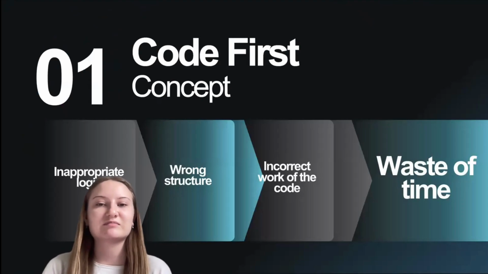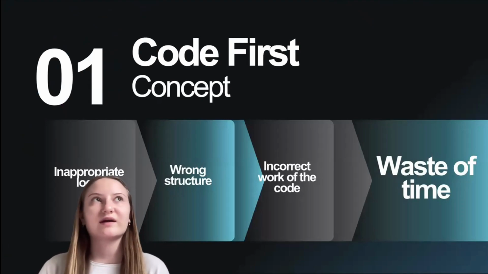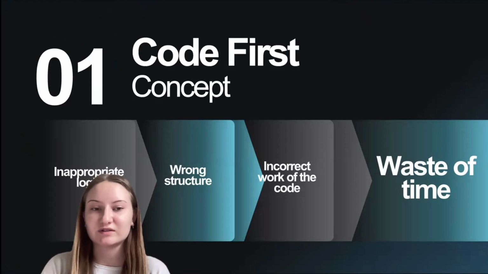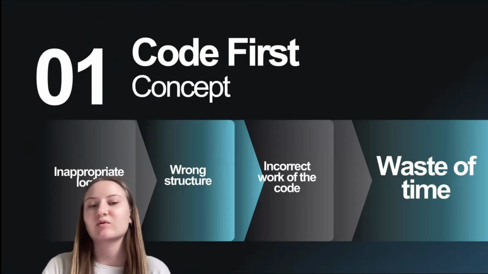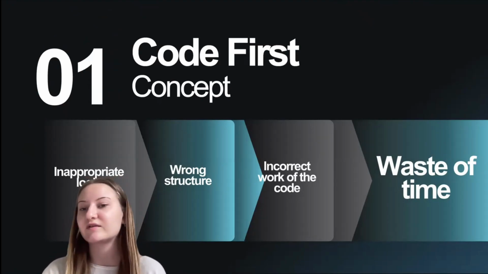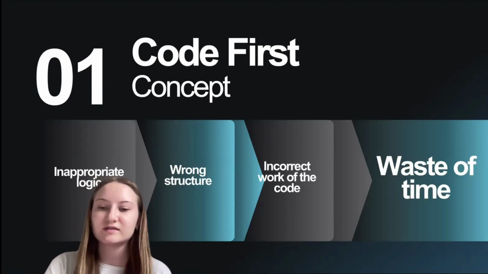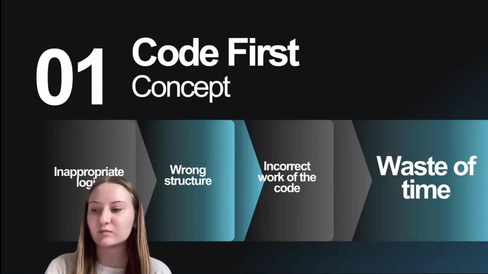So there is a concept when we start coding without fully understanding the given task. It is called a code first concept. But what does it actually lead to? It leads to inappropriate logic and wrong structure of the code. Then we have incorrect work of the code, and it all leads to an enormous waste of time. Is it worthy and productive? Not at all. So to avoid all of these mistakes, we should use domain modeling.